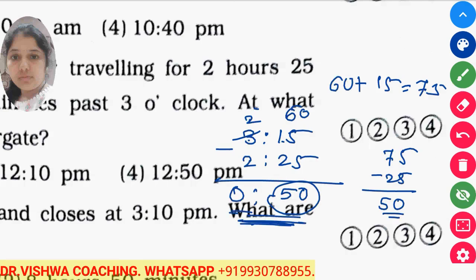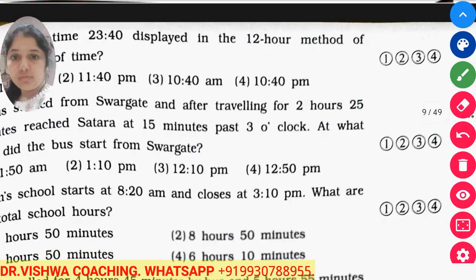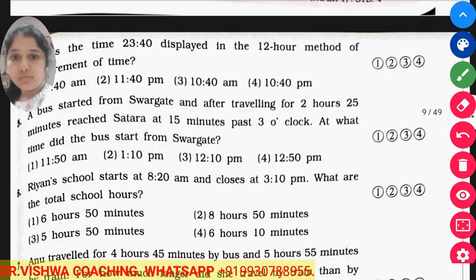Now at what time did the bus start? 12 o'clock and 50 minutes. Okay, so this is the thing you have to understand, because it is post meridian time. Obviously consider it as post meridian time, or ante meridian time also you can consider, but you have to write 12 instead of that 0. So the correct answer is option number 4, 12 hours and 50 minutes post meridian.